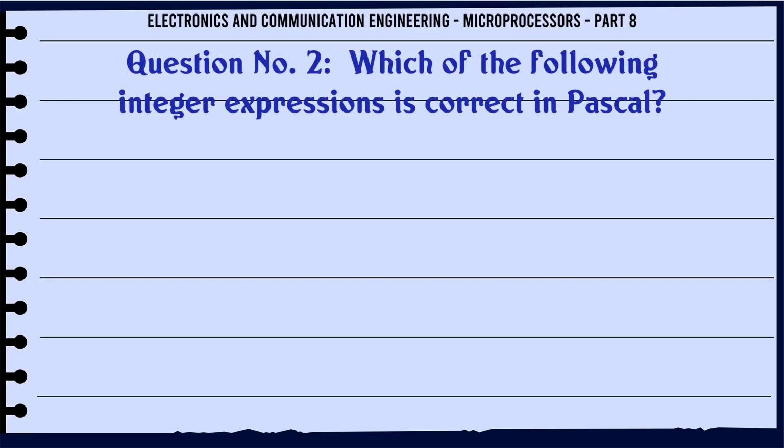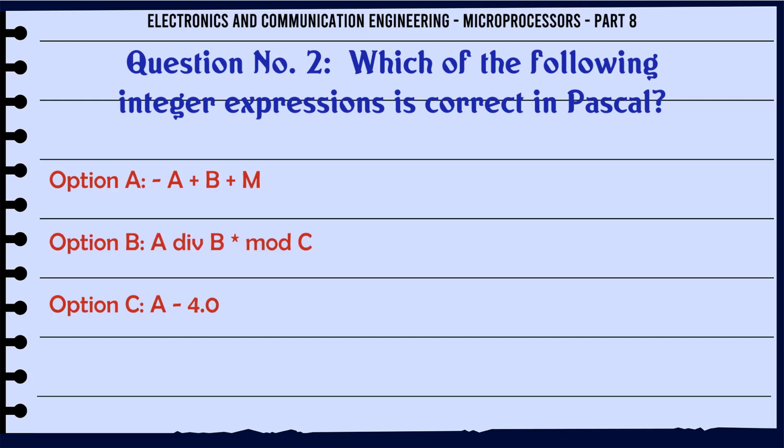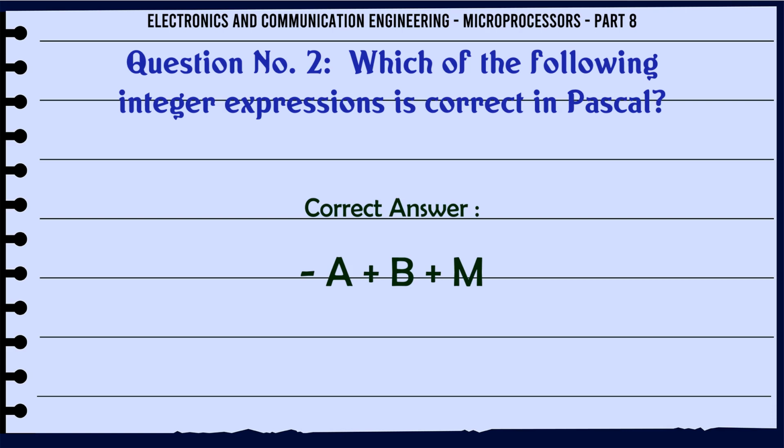Which of the following integer expressions is correct in Pascal? A, A*B*M; B, A DIV B mod C; C, A/4.0; D, A*B/D. The correct answer is A*B*M.